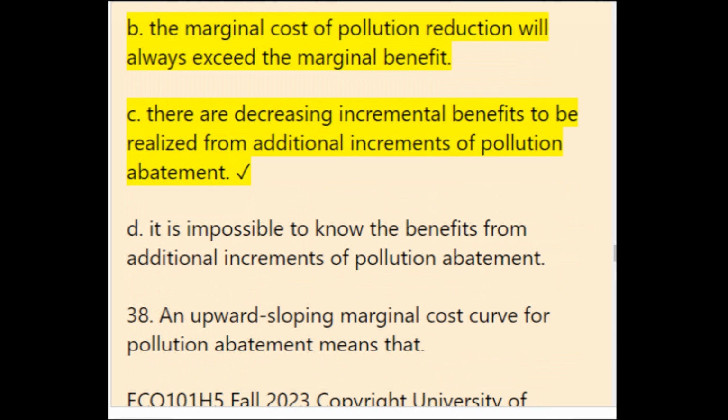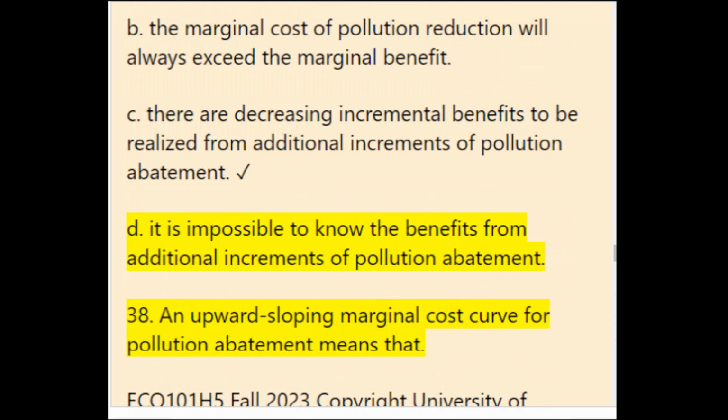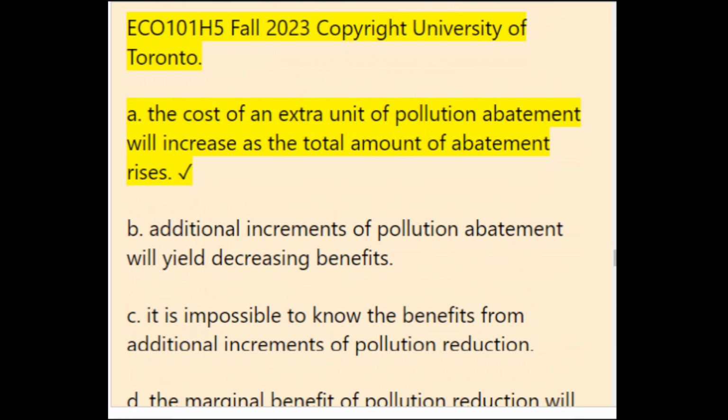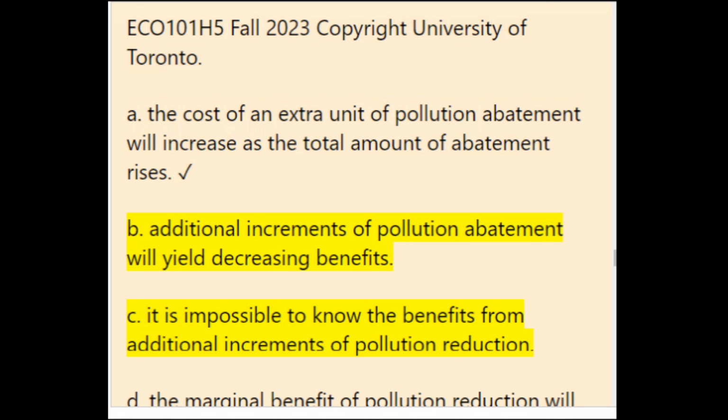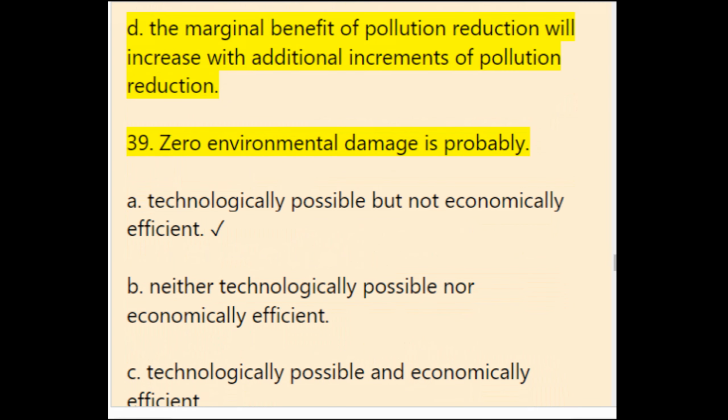C. There are decreasing incremental benefits to be realized from additional increments of pollution abatement. D. It is impossible to know the benefits from additional increments of pollution abatement. 38. An upward sloping marginal cost curve for pollution abatement means that: A. The cost of an extra unit of pollution abatement will increase as the total amount of abatement rises. B. Additional increments of pollution abatement will yield decreasing benefits. C. It is impossible to know the benefits from additional increments of pollution reduction. D. The marginal benefit of pollution reduction will increase with additional increments of pollution reduction.